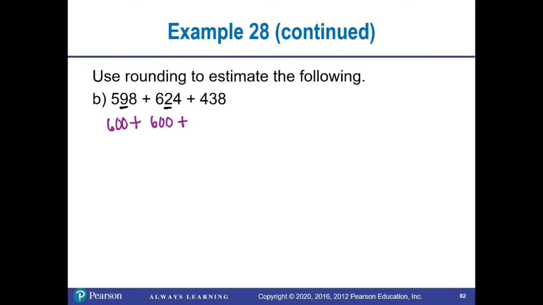The next number is 438. That 3 is 4 or less, so we round down. 600 plus 600 plus 400 is 1,600.